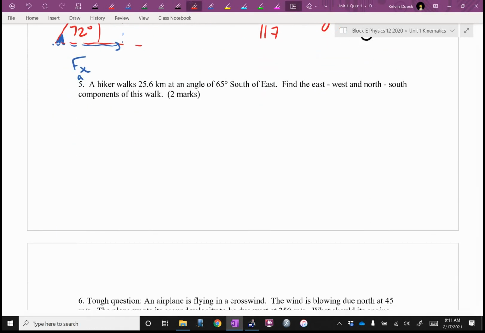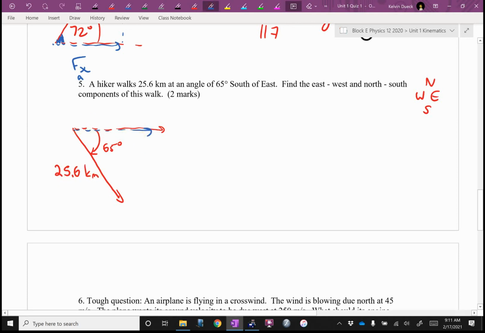A hiker walks. I see a compass rose in my future. South of what? East, south of what? I'm going to go east first, then south of east, 65 degrees, and 25.6 kilometers. Now I'll find the horizontal, the east-west, and vertical components. I use D because it's a distance or displacement.